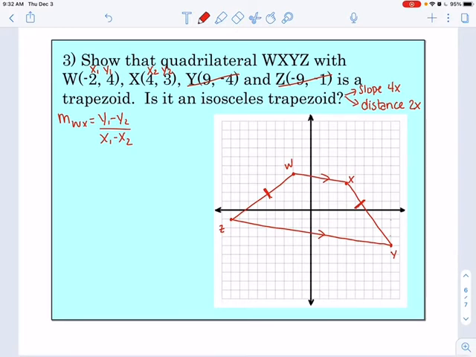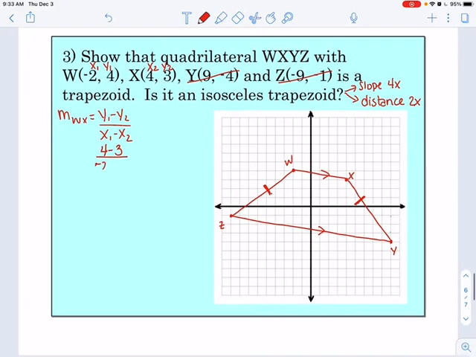And again, the slope formula is y1 minus y2 over x1 minus x2. And again, I'm completely ignoring the y and the z coordinate here. So I'm going to have 4 minus 3 all over negative 2 minus 4. 4 minus 3 is 1, and negative 2 minus 4 is negative 6. So the slope of WX is going to be negative 1/6.